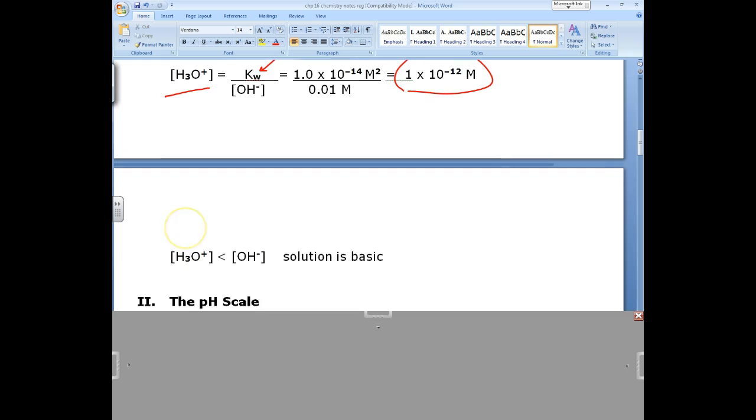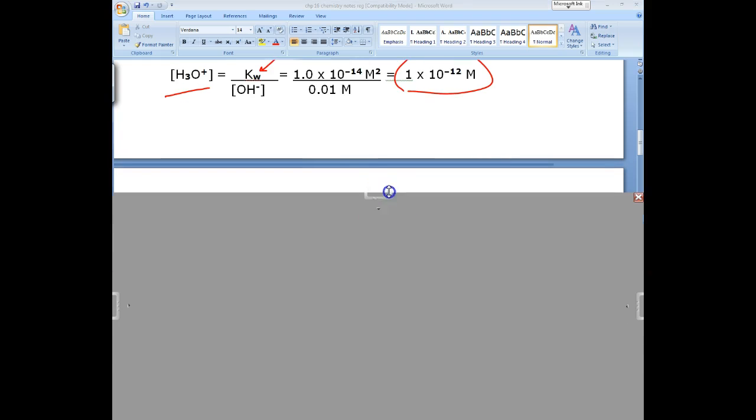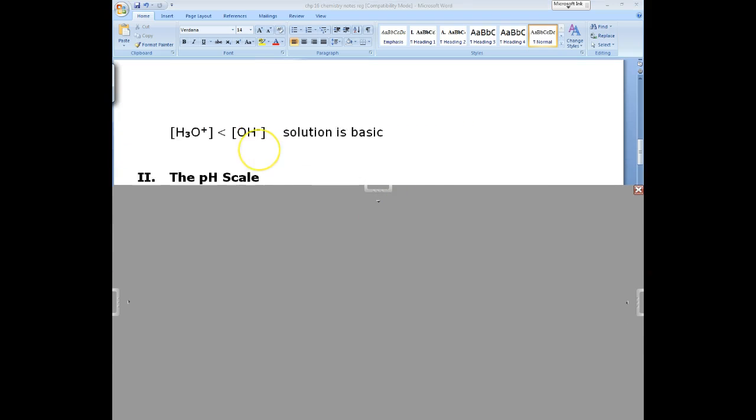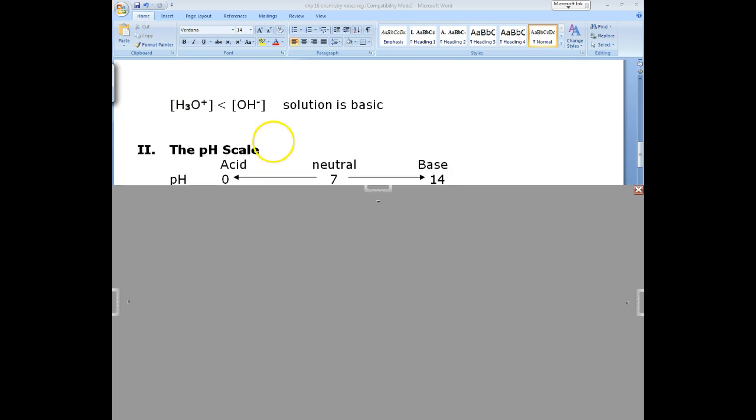All right, now let's get to the pH scale. I'm going to move this up so we can look at it a little bit easier. The pH scale runs from 0 to 14. Be careful with that. It is 0 to 14. Less than 7 is considered an acid. Greater than 7 is considered a base, with exactly 7 being neutral.